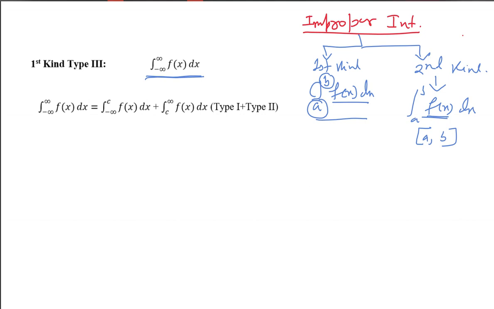You see, when the lower limit is minus infinity and the upper limit is plus infinity, the integral of f of x dx is known as first kind, third type, or type 3. So how to solve this type of integration? For this type of integration, we first divide it into two parts.